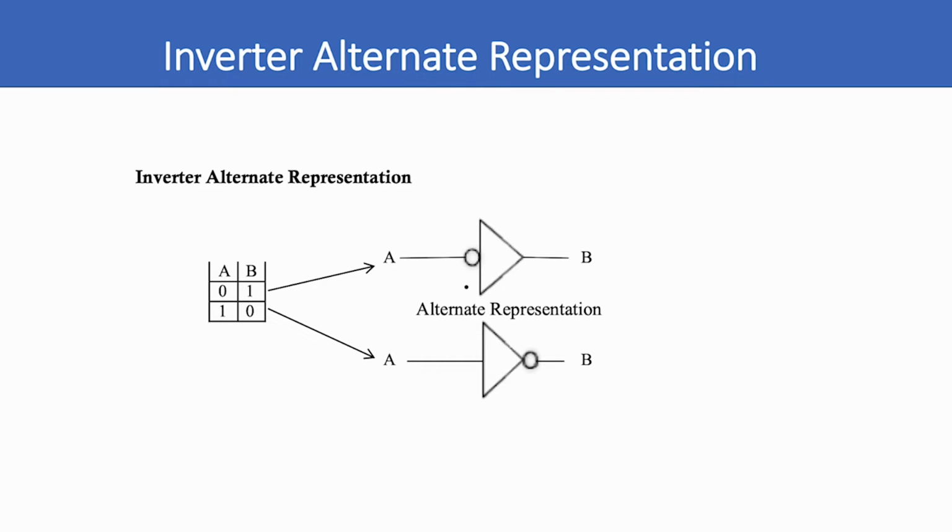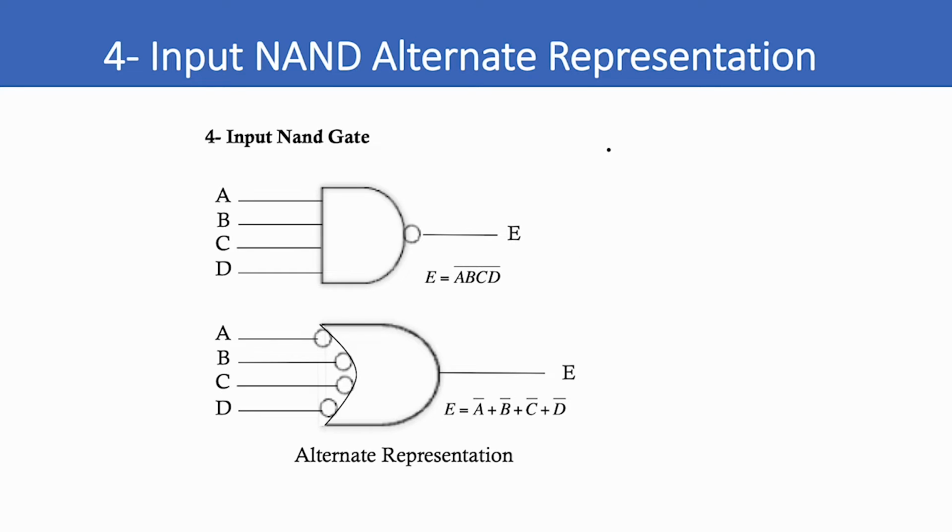And finally, for the alternate representation for an inverter, it just says that when A is low, B is high. So this is a 0, this is a 1. Or alternately, when A is a 1, B is a 0. So you can put the bubble on either side of the inverter and it doesn't make any difference functionally or electrically. Okay, let's look at a 4-input NAND gate, alternate representation.